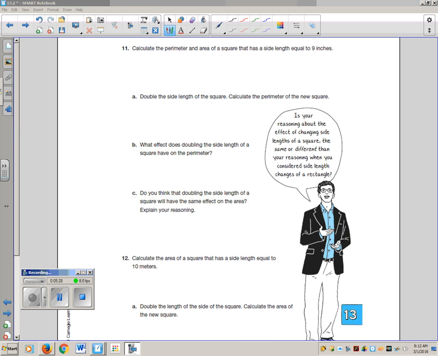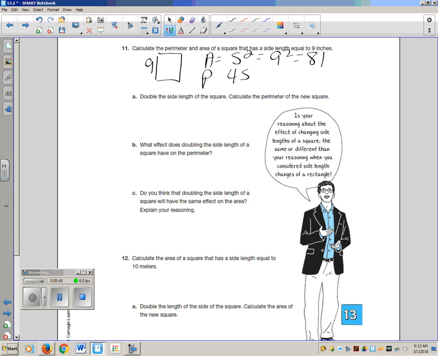Okay. Number 11, same kind of problem. Now you don't have the pictures. Calculate the perimeter and area of a square that has a side length equal to 9 inches. Here's my square. This is 9. Area is side squared, so that would be 9 squared is 81.